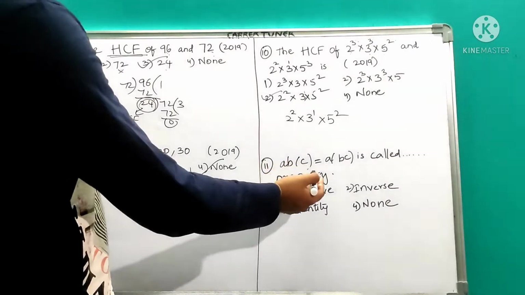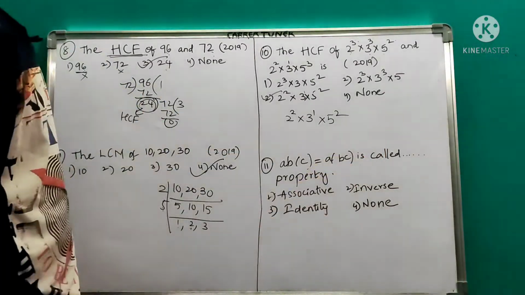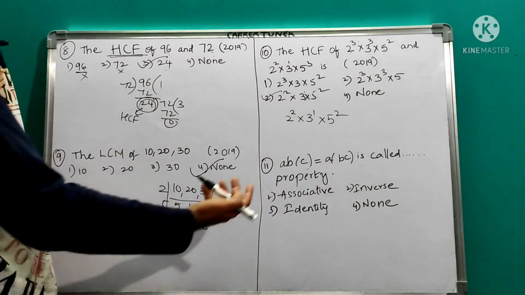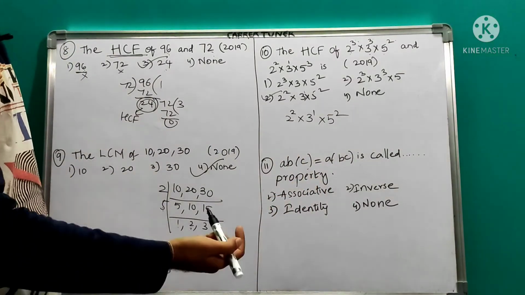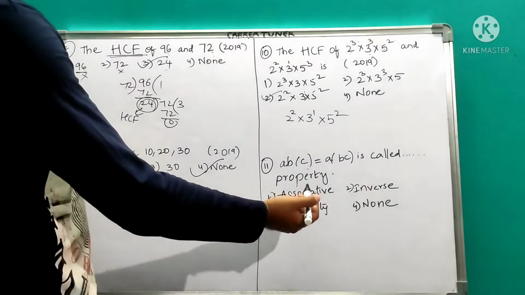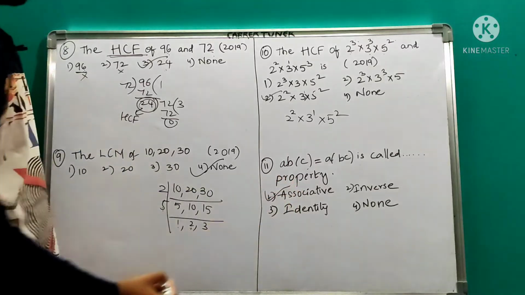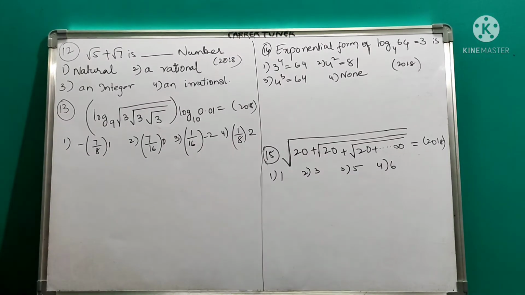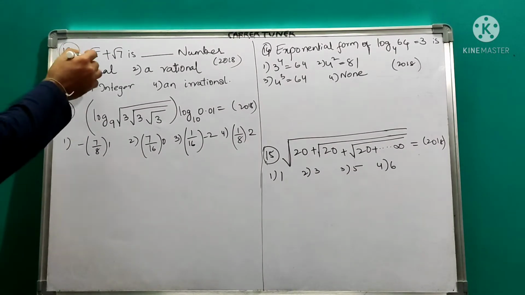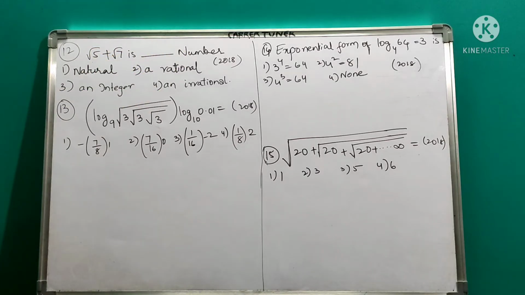Next, question: AB into C is equal to A of BC is called dash property. Now you see here 3 numbers are involved. So it is compulsorily associative property over multiplication. Next question, root 5 plus root 7 is a dash number. It's a simple question, it's an irrational number.